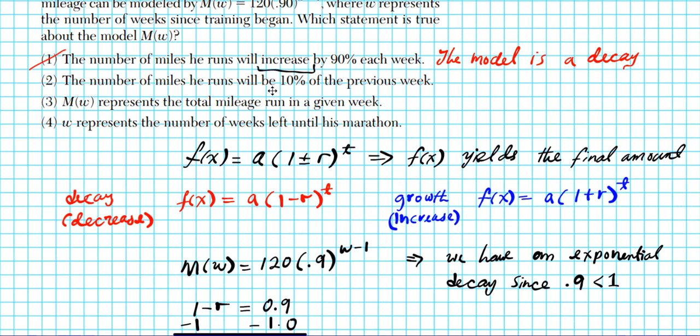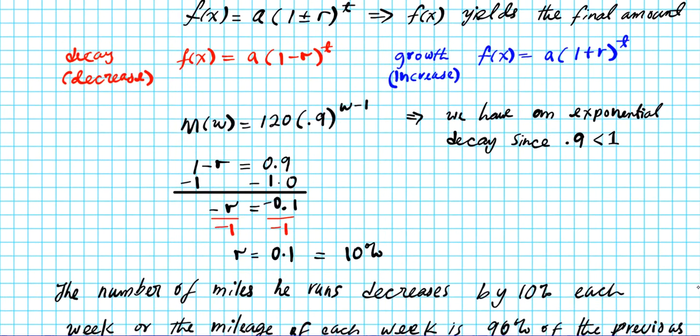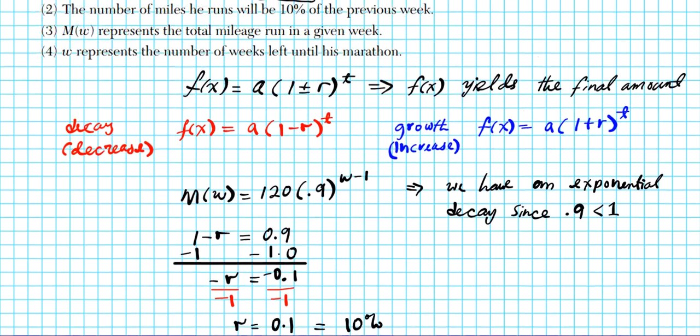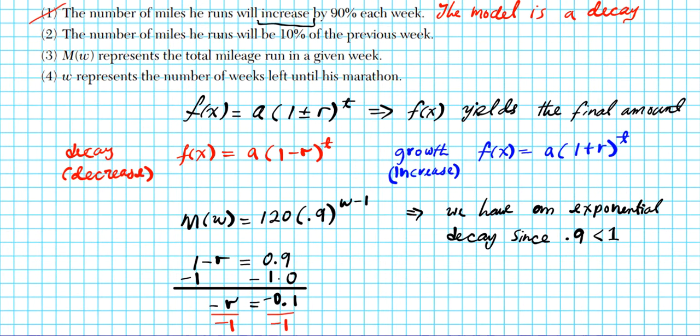Option 2, the number of miles he runs will be 10% of the previous week. This is incorrect. Each week will be 90% of the previous week. Okay, that's equivalent to a 10% decrease. So the number of miles he runs will be 10% of the previous week. That's wrong. It's supposed to be 90% of the previous week. That is what the resulting impact of a 10% decrease will cause.